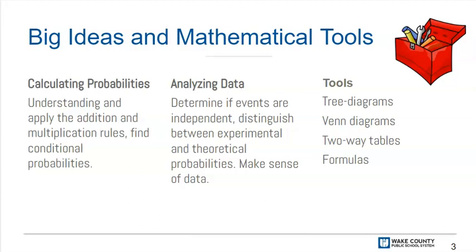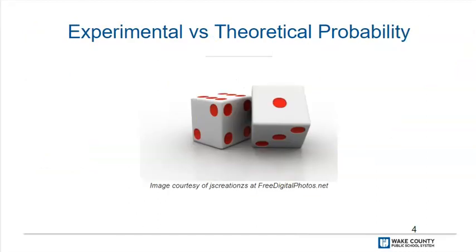In this unit, you will represent data with two-way tables, Venn diagrams, and tree diagrams. You will understand and apply the addition and multiplication rules of probability, find conditional probabilities, determine if events are independent, and distinguish between experimental and theoretical probabilities. In Lesson 1, you'll compare experimental and theoretical probability. You'll use a simulation to determine if a result from a model is likely, and begin building on what you learned about basic probability in previous courses.